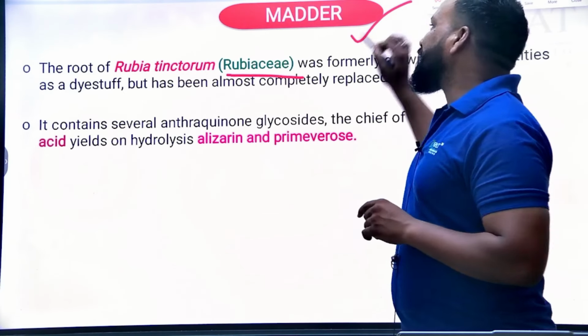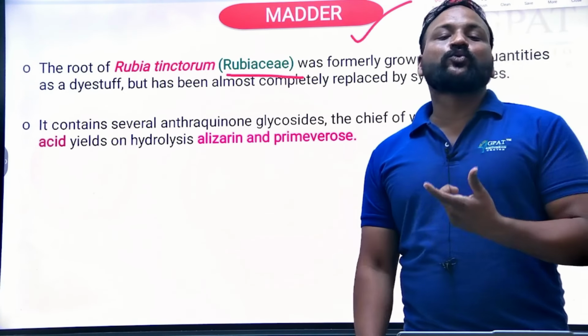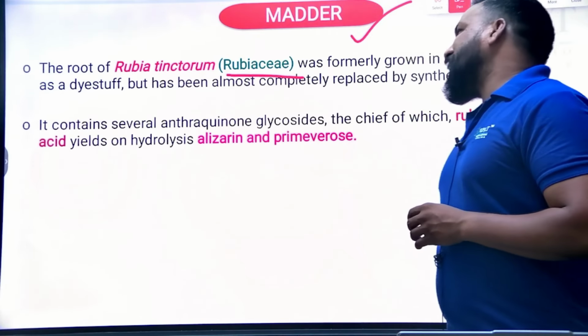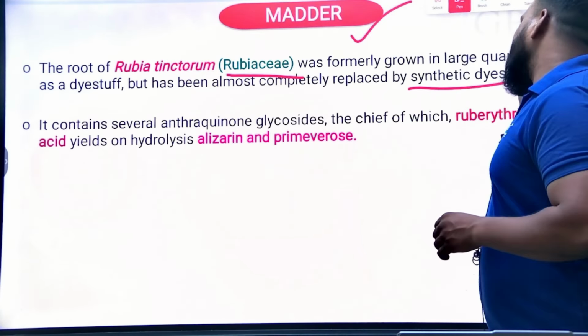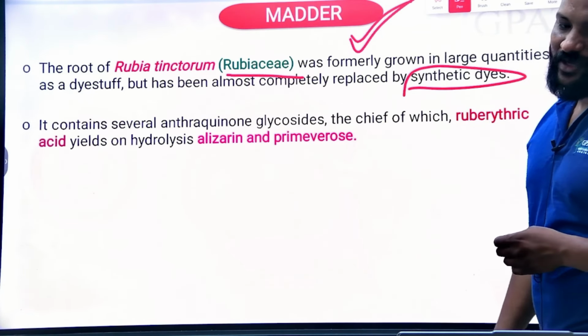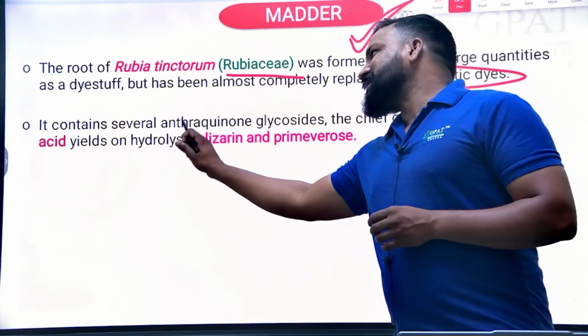So, yes, the root of Rubia tinctorum, Rubiaceae, was formerly grown in large quantities as a dye. It is known as madder. Madder root is a coloring dye, but has been almost completely replaced by synthetic dyes. Initially, it is a natural dyeing agent, madder, red color.